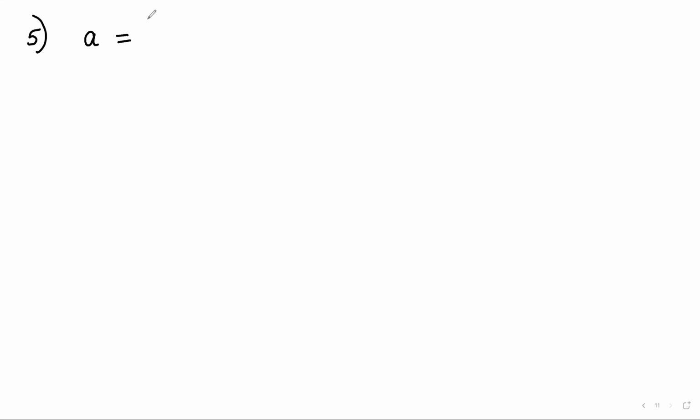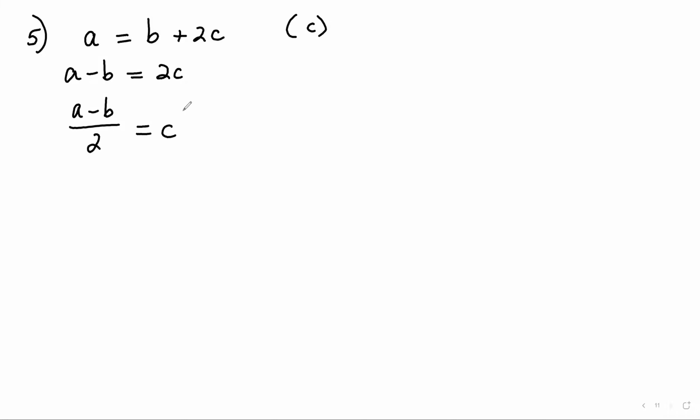A is equal to B plus 2C, and I want to make C the subject. It will be a minus b equals to 2c. And then it will be a over b. A over B? No. I mean a minus b over 2 is equals to c. Correct. So C is equal to A minus B over 2. Great.